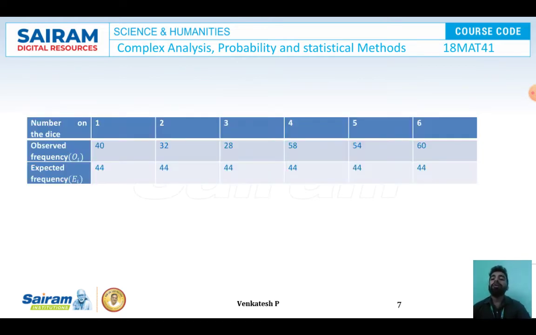Therefore, at x is equal to 1, we have Oi is 40, Ei is 44. x is equal to 2, Oi is 32, Ei is 44. x is equal to 3, Oi is 28, Ei is 44. x is equal to 4, Oi is 58, Ei is 44. x is equal to 5, Oi is 54, Ei is 44. x is equal to 6, Oi is 60, Ei is 44.